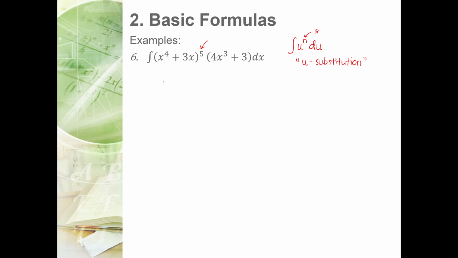So again, if we're going to let one variable equal to u, obviously the u is the one under the exponent, right? Looking at this, obviously it is x to the power of 4 plus 3x. So again, this will be our u parameter.